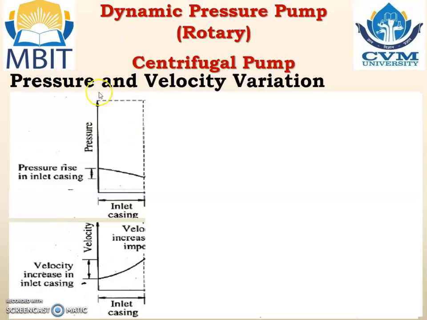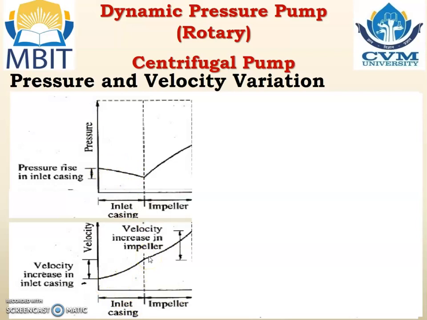So now let us study the pressure and velocity variation in the centrifugal pump. You can see here, when the liquid enters into the inlet casing, its pressure decreases and its velocity increases. Now the liquid enters the impeller, and as the impeller rotates, the liquid rotates along with it, and in that impeller, the pressure of the liquid increases as well as the velocity, that is the kinetic energy of the liquid.